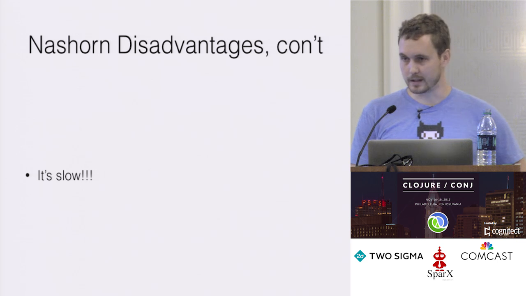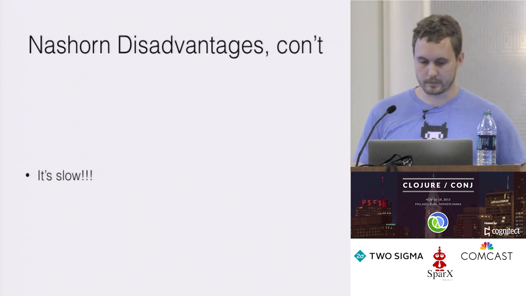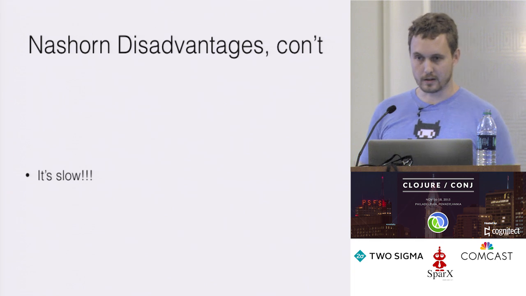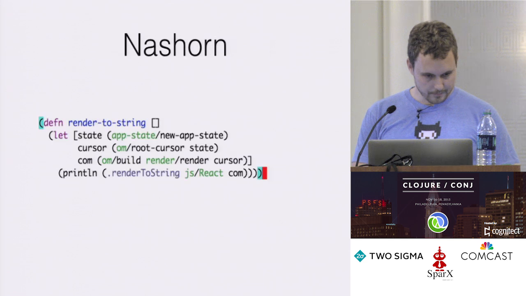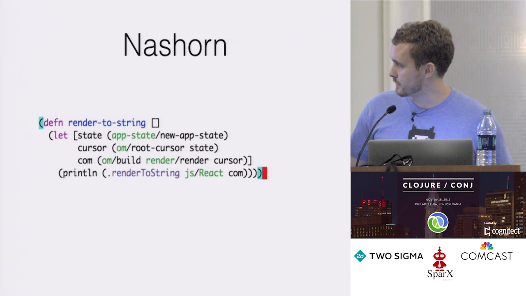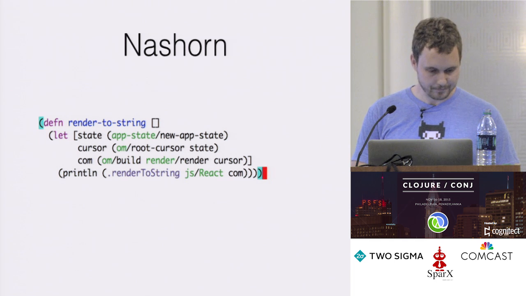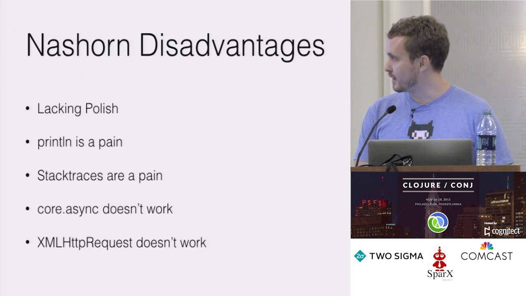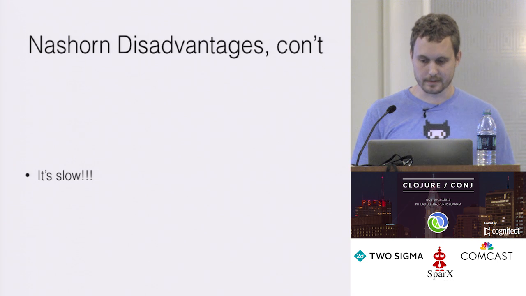But finally, it's just slow. So I ran benchmarks on this, and after loading Nashorn and after evaling all the app code and getting it into a warm state, and then calling render to string, where is that? Go back to that slide. So after setting this up, just the final line there, that render to string, took a second for my simple Om app. So you have all these pain points, and then after that, it's still slow. So what can we do now? Let's try again.